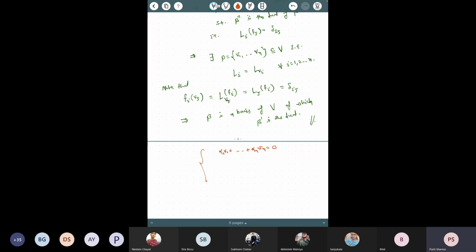Why are these 0? Sir, by applying the fi. Yeah. You just look at this thing here. So you just apply fi on this. Then for each i you will be able to show that alpha is 0, and therefore, okay. So this you can verify.